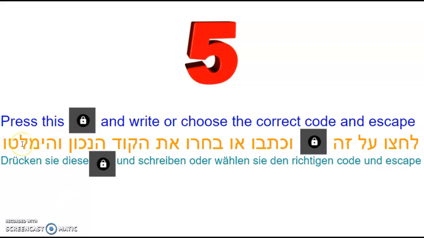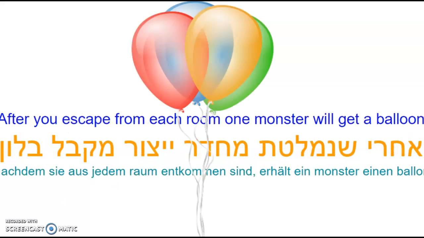So the last part of your escape room is pressing this lock, and then you write or you choose the correct code and you escape. Once you escape, you will come back to the main room and you will notice that one of your monsters has gotten a new balloon.